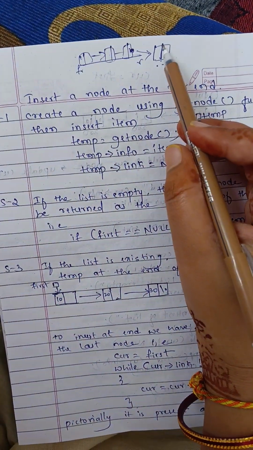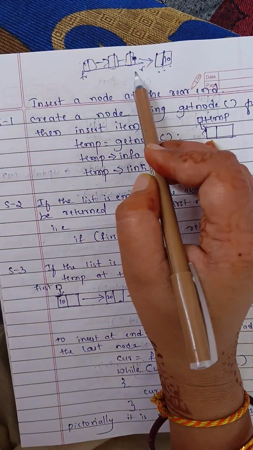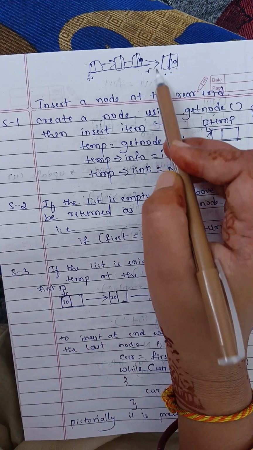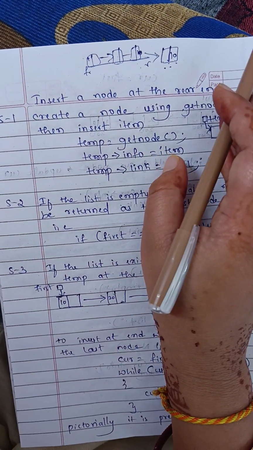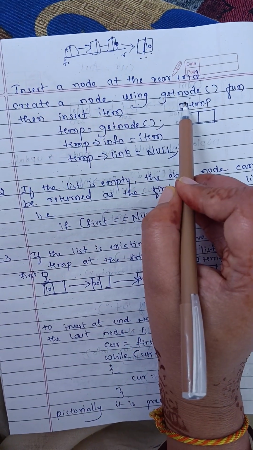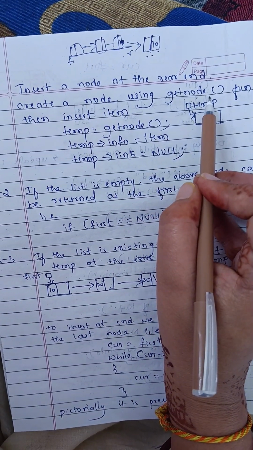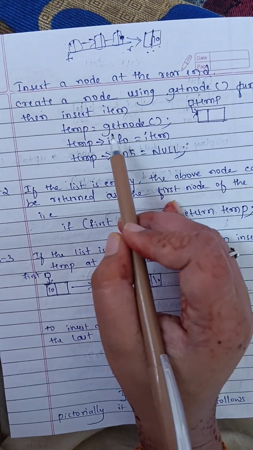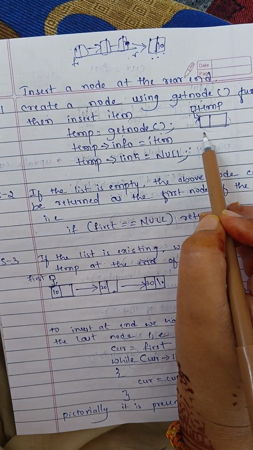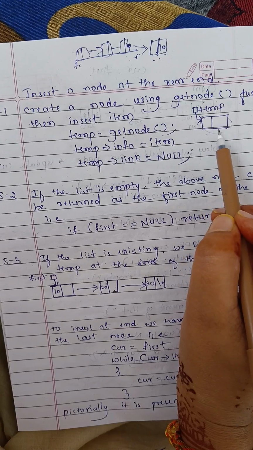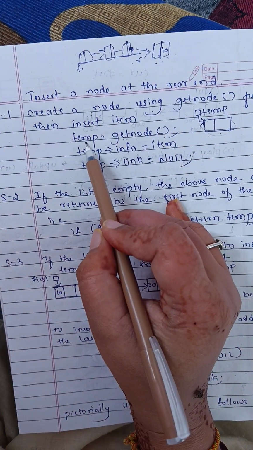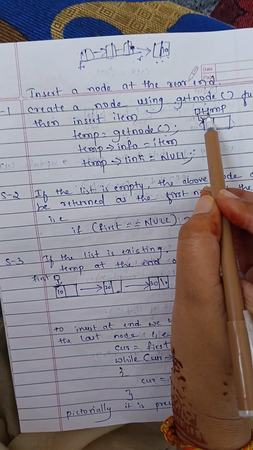First, the first step is: if the list doesn't exist. Imagine the list doesn't exist; whatever you have created is your first node. At that time, create a node using the getNode function. You know what the getNode function is, right? Once you have taken getNode, you will get the information and the link field, and this getNode function is assigned to temp. So this one will become your temp.